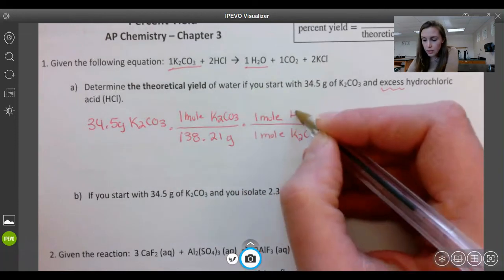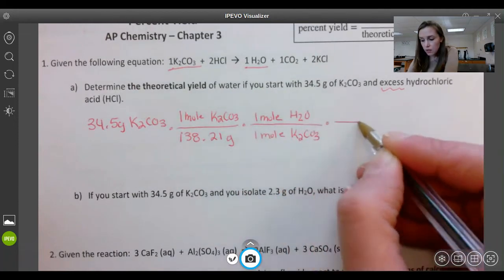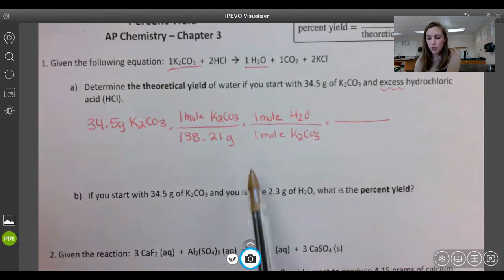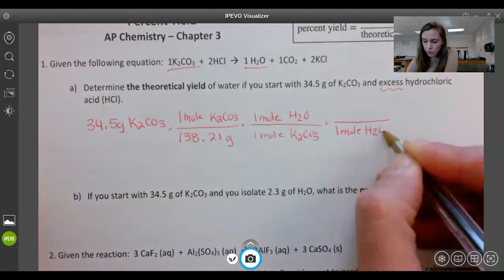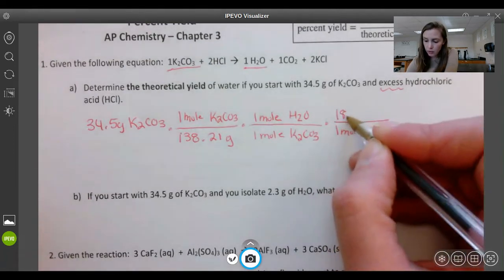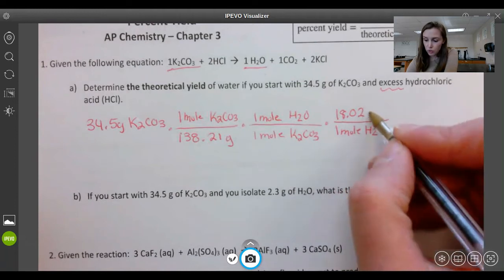Even though it's 1-to-1, please make sure you always show this. You can't just skip that step and go from K2CO3 to water. All right, and then when we do molar mass, remember to always set that to 1 mole. So for 1 mole of water, you have 18.02 grams of water.